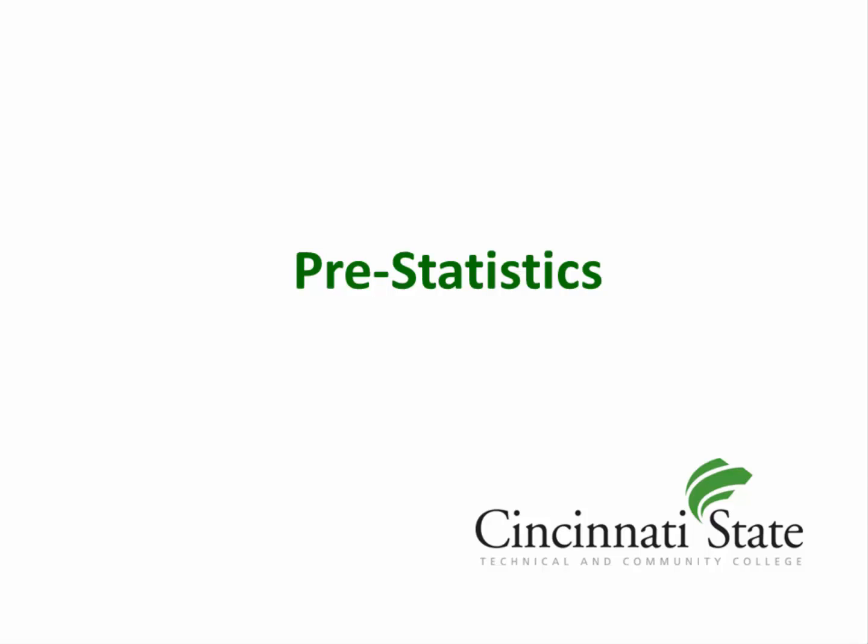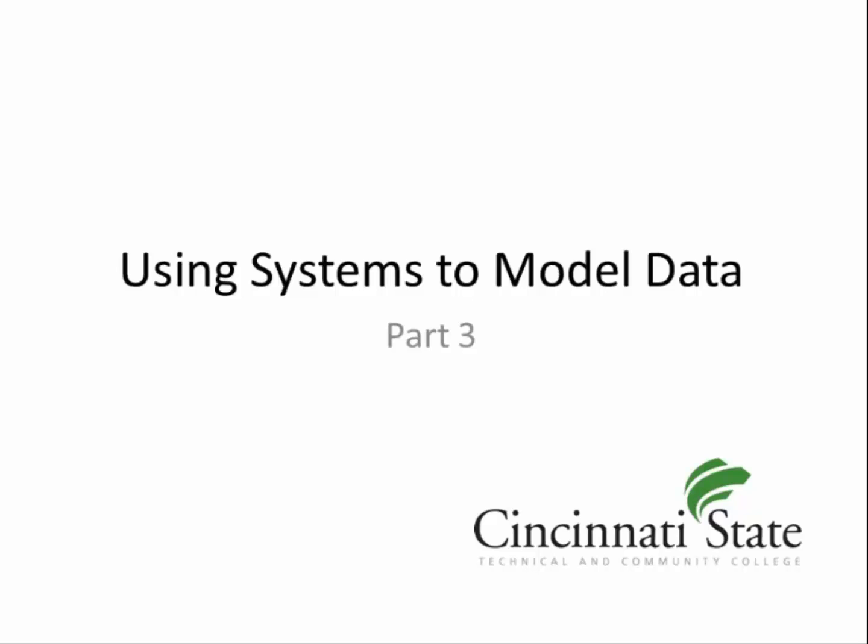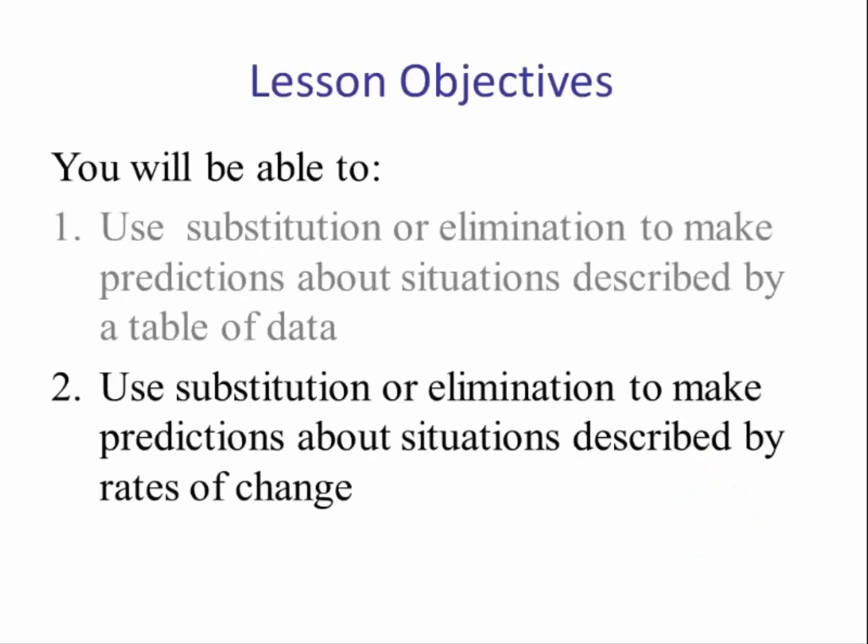Pre-statistics. Using systems to model data. Part 3. Lesson objective. Use substitution or elimination to make predictions about situations described by rates of change.